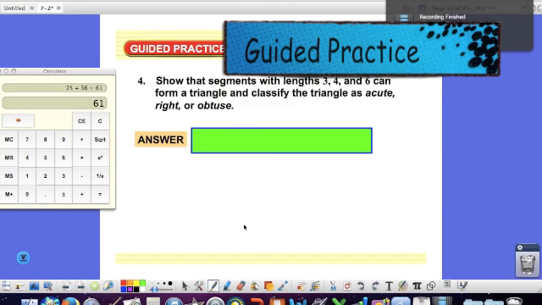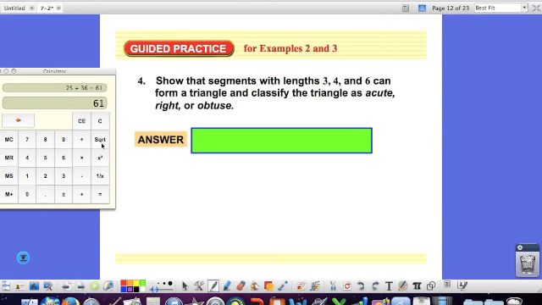Show that the segments with lengths 3, 4, and 6 can form a triangle. So since 3 plus 4 is greater than 6, it can be a triangle. And now let's see what type of triangle it is. So my longest side is 6. 36 is 6 squared. 9 is 3 squared. Plus 16 is 4 squared.